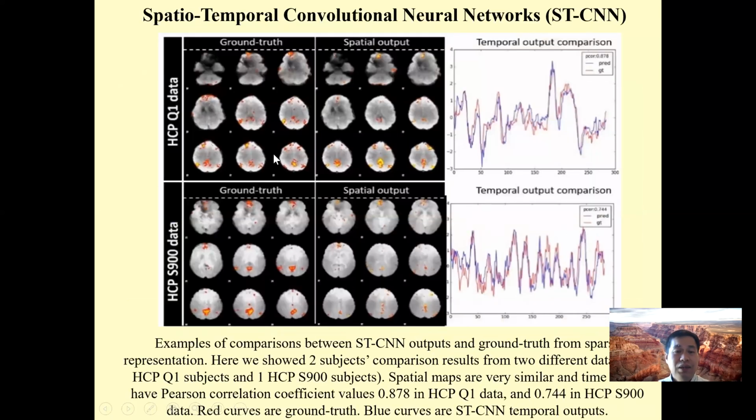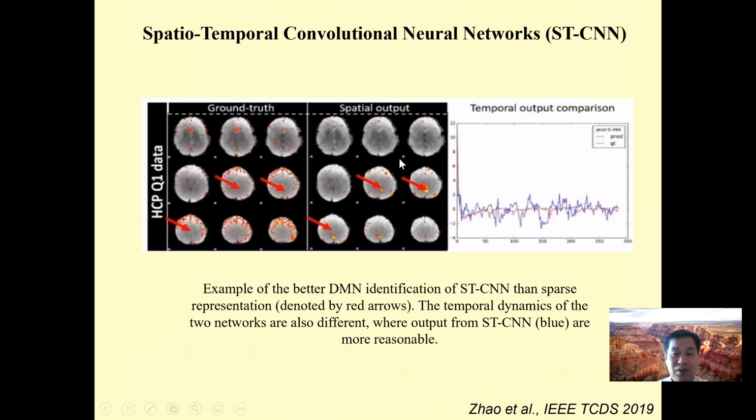Okay, if you look at one example, here is the ground truth. If we consider the ground truth as the sparse coding result, we can do the convolution and get the time series of the brain network as well. We can see that the simultaneously extracted spatial map and time series are very similar to the sparse coding result. That means the spatial temporal convolutional network has a comparable result to sparse coding, and in some cases, it works much better.